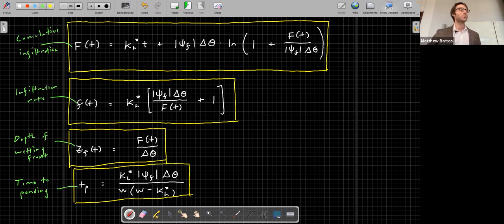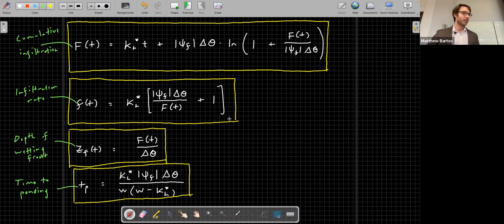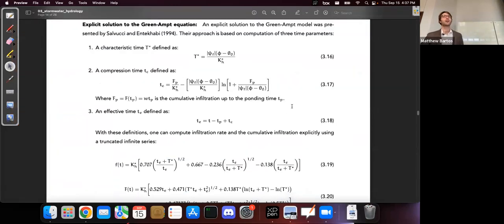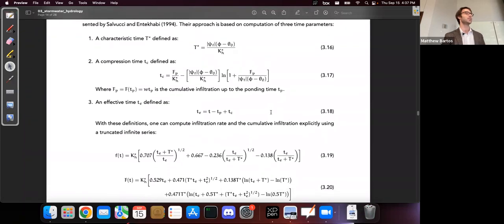But for the homework, I have in the typed notes an explicit solution to the Green-Ampt equation, and you can use this for homework problem two, if you don't want to compute the implicit version. So you can just use these versions of the equations instead. I'm not going to write them out right now, but you can use the typed versions of the notes for that explicit version. Okay, and this is an approximation, but it's a pretty good one.